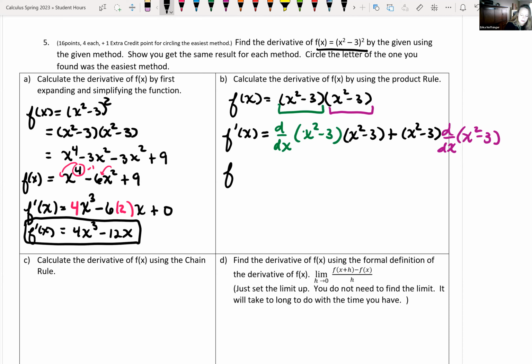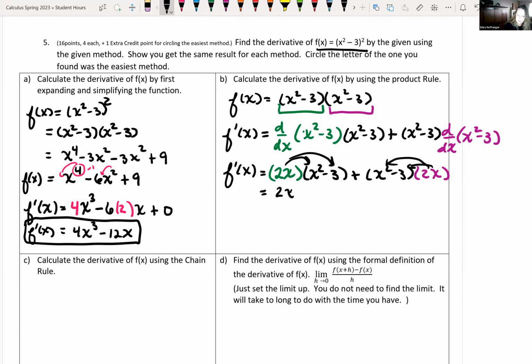Now let's go through and take the derivative of the pieces that we need to take the derivative of. Taking the derivative of our first piece, x squared minus 3, the derivative of x squared is 2x, the derivative of -3 is 0. So we have 2x all times the second (x squared minus 3) plus (x squared minus 3) times the derivative of the second. The derivative of the second is the same as the first because of the same values. So let's distribute the 2x to the first parentheses and the 2x to the second parentheses. 2x times x squared is 2x cubed. 2x times -3 is -6x. Plus, distributing our 2x to the second parentheses, 2x times x squared is 2x cubed. And 2x times -3 gives us -6x.